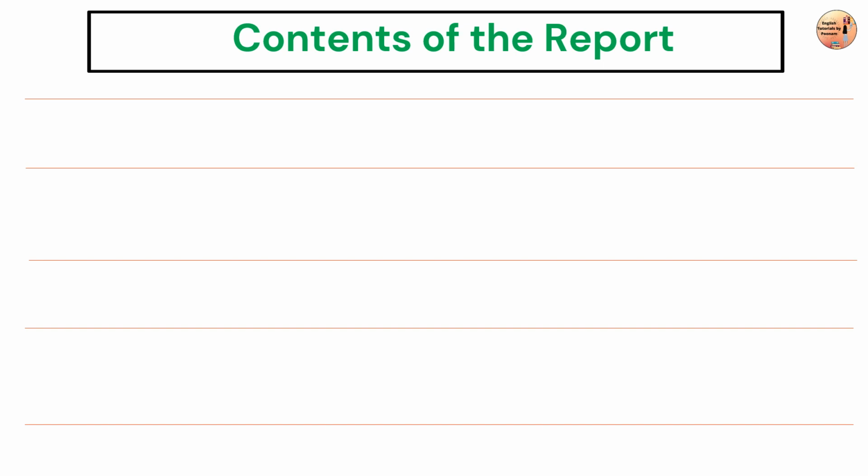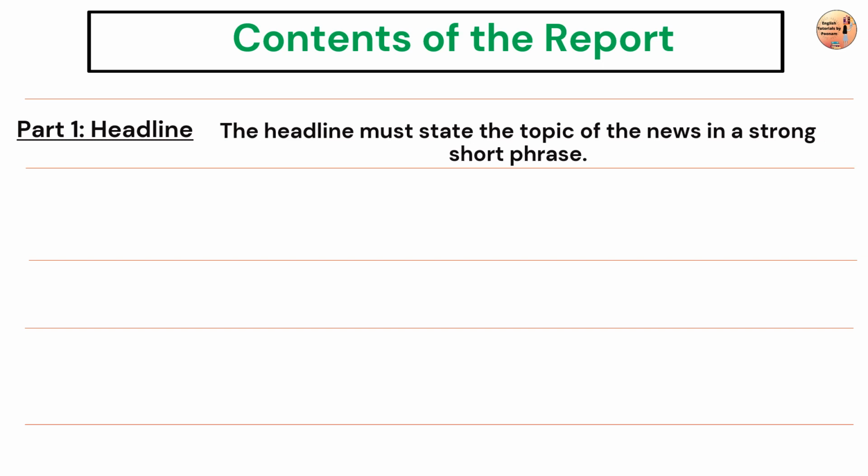The first component we have is the headline or heading. Every news article has a headline to attract the attention of the reader. The headline must state the topic of the news in a strong, short phrase or statement. The headline must be catchy and brief. The article and preposition can be left out, and whenever possible, standard abbreviations or shortened word forms can be used.